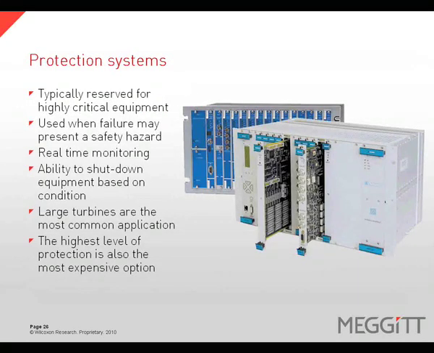Protection systems are used when machine protection is required. Typically, this includes highly critical equipment or equipment that, if allowed to fail, would present a safety hazard. Protection systems typically provide real-time monitoring and have the ability to shut down the equipment based on its condition. Large turbines are the most common application for this type of monitoring. While this type of system provides the highest level of protection, it can also be the most expensive.